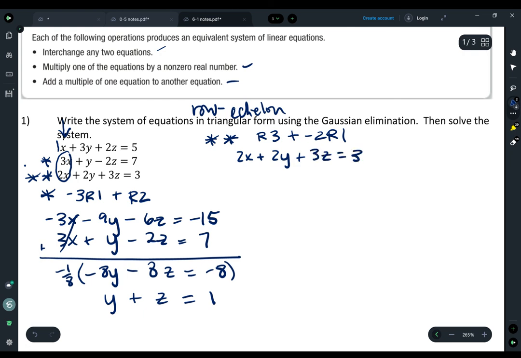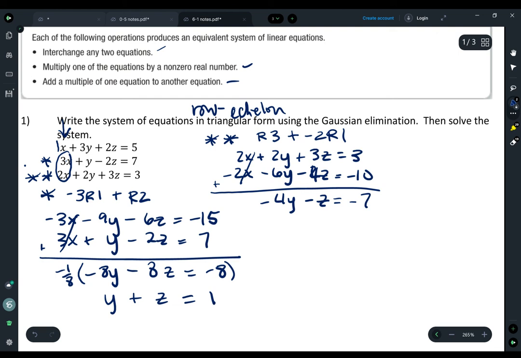And then -2 times row 1 would be -2x minus 6y minus, I almost did that one wrong, minus 4z equals -10. And then we want to go ahead and add, and our x's cancel like we planned on. So -4y minus z equals -7. Okay, so once we have replaced, we really have fixed up a new row 2 and a new row 3. Row 1 we're leaving, so now we're going to write our new system.